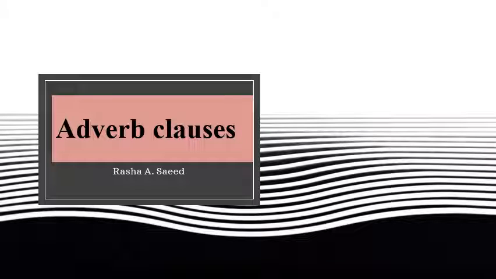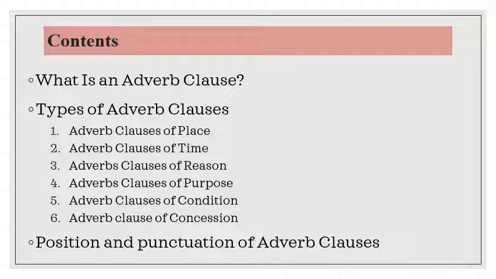Hi everyone, today our lecture is about the third type of complex sentences, which is adverb clauses. In this presentation, we'll talk about what is an adverb clause. Then we will tackle the 6 types of adverb clauses: adverb clauses of place, of time, reason, purpose, condition, and concession. And finally, we'll talk about the position and punctuation of adverbial clauses.